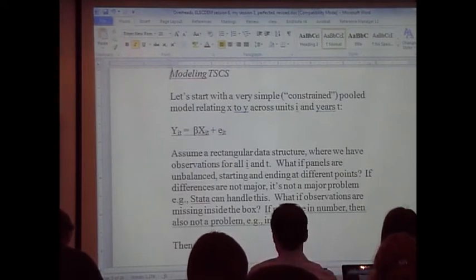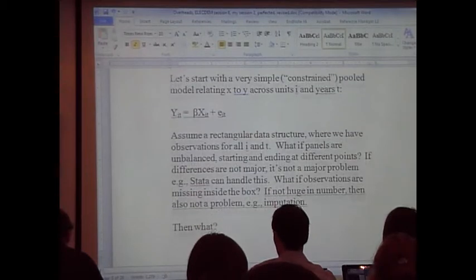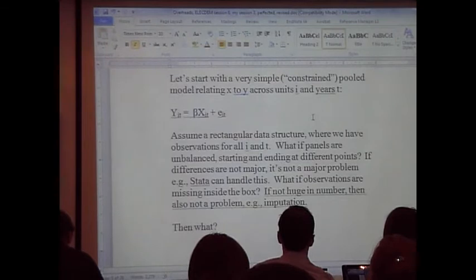We're going to start here with a very, very constrained model. This is where you assume most of that heterogeneity away, right? You just focus on modeling x and y. It assumes a nice little rectangular data structure. And I just want to talk a little bit about a couple of things here. One of the things that you oftentimes encounter in time series cross section are unbalanced panels or unbalanced time series.